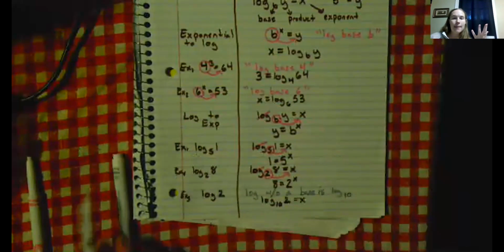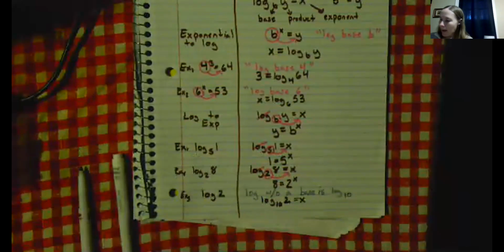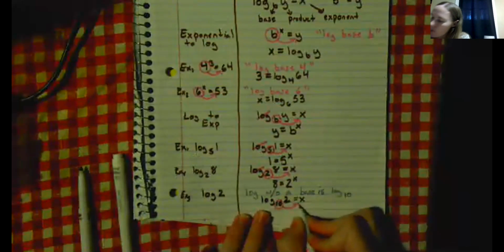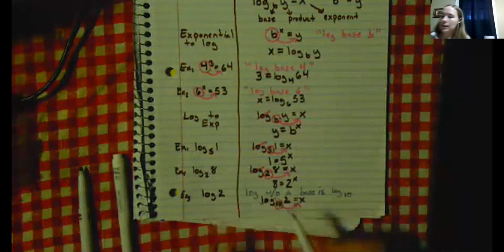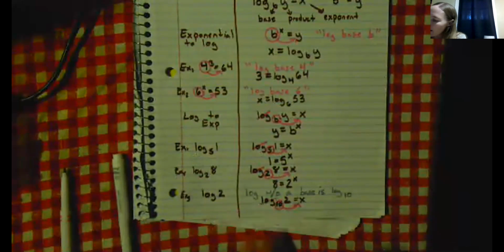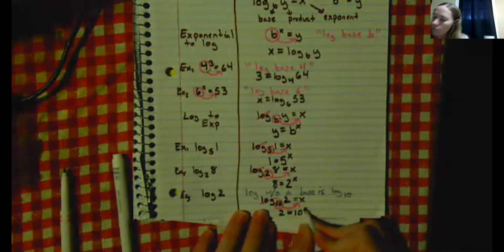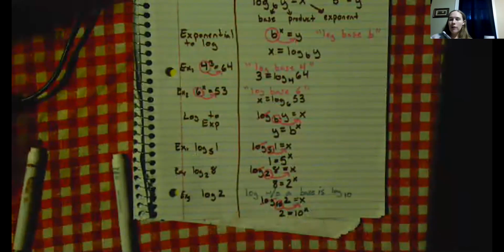Then we would do the same thing. We would circle our base and we would move it. So my base here is my 10. I'm going to move it. We're changing it to the next thing. So our log is going to fall, and we're going to end up with 2 equals 10 to the x. So that's how you change it with writing.